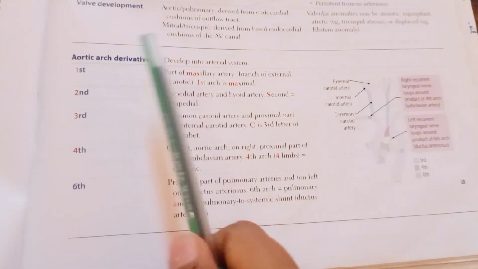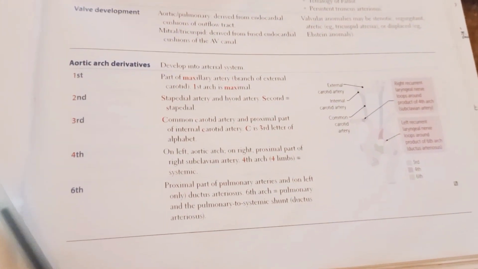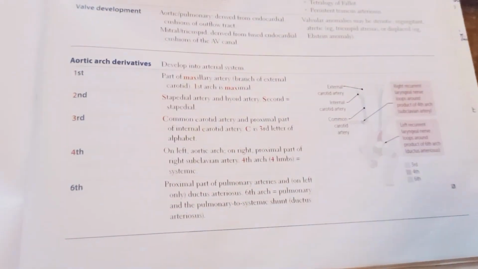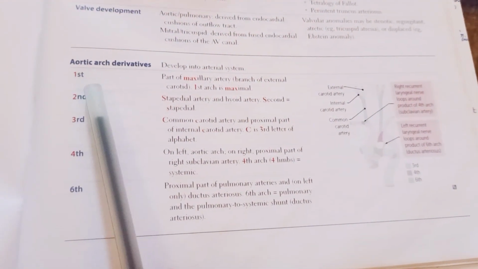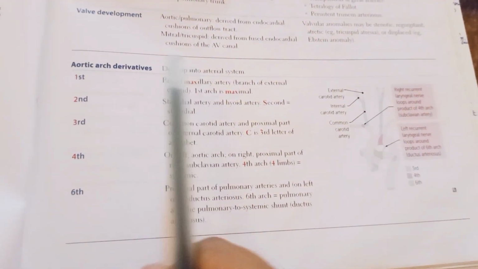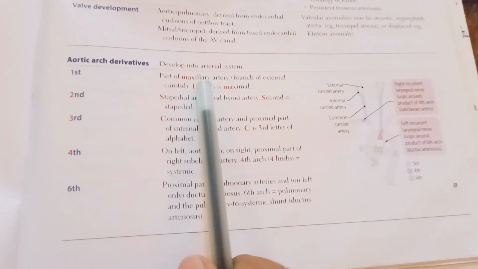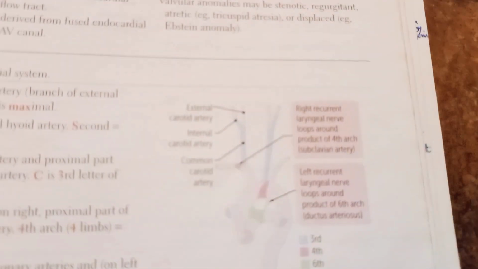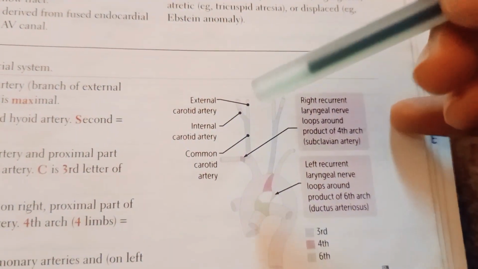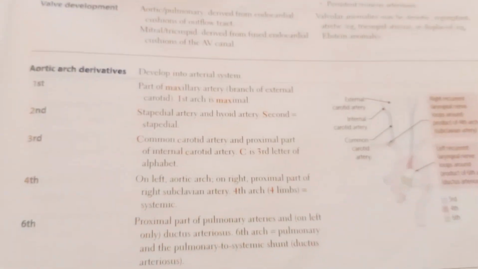Now coming to aortic arch derivatives. So actually aortic arches, they develop into different arterial systems. Let us see. The first aortic arch is a part of maxillary artery. How to remember this? The first arch is maximum. Okay, maxillary artery, and this maxillary artery is in turn a branch of external carotid artery. So you can see here, this is the external carotid artery. Next, coming to second one is the stapedial artery.